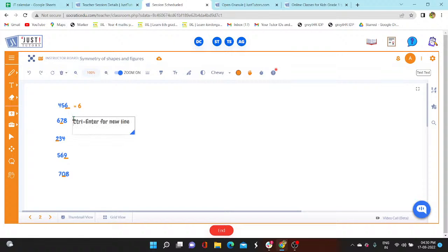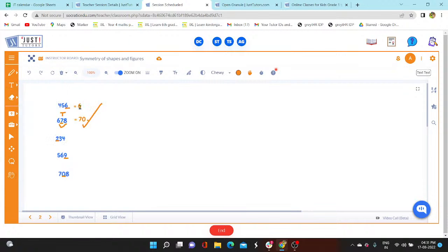Now the next one, the place value of 7 in the number 678 is a 70. Why? Because the 7 over here, as we can see, it's in the tens column. This is the tens column. So since it's in the tens column, we would add 1 0 after the 7, and this would make 70.